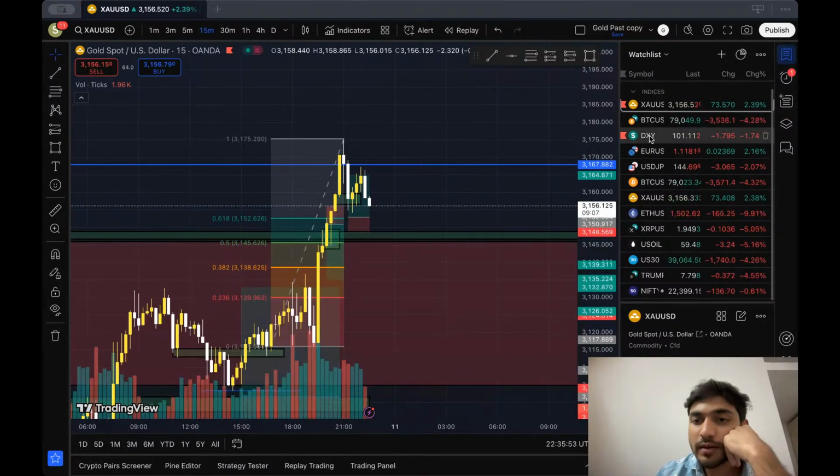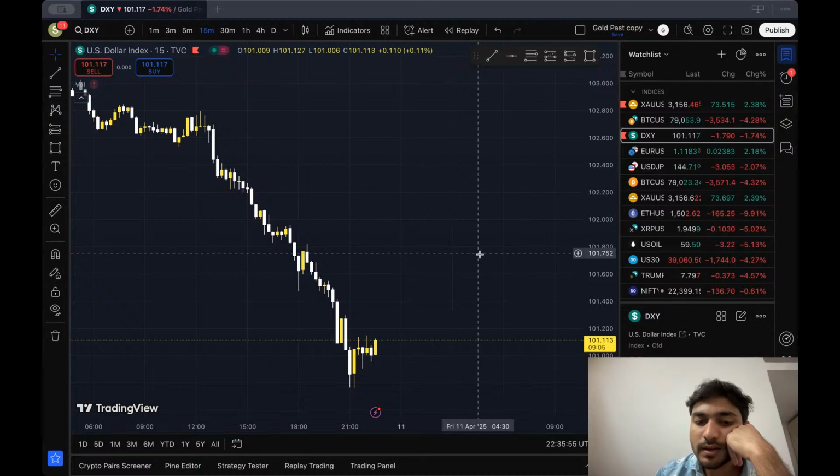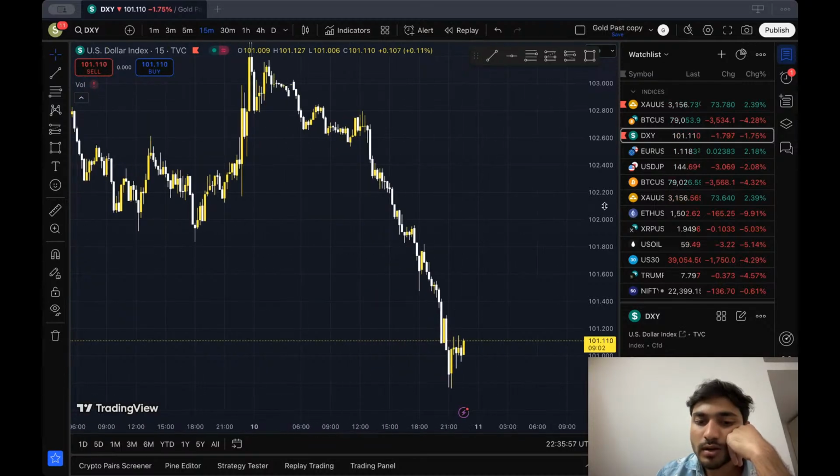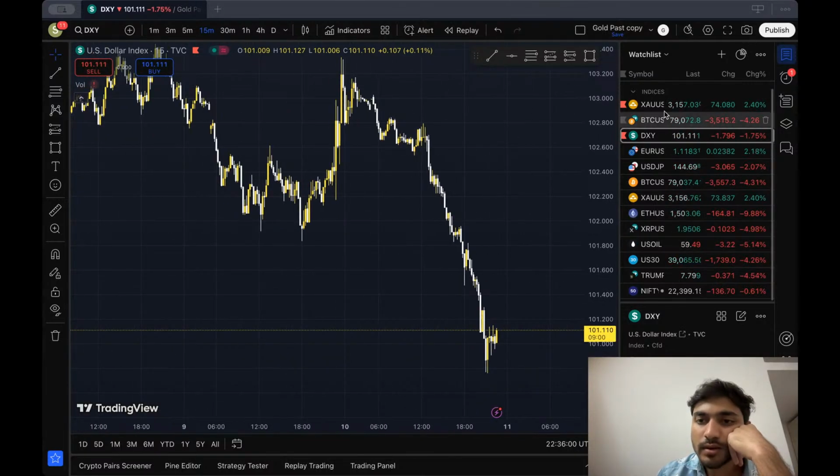Let's see how the market behaves. If DXY is recovering, then we probably go short, depending on how it's recovering.